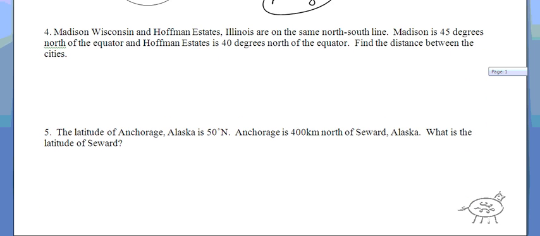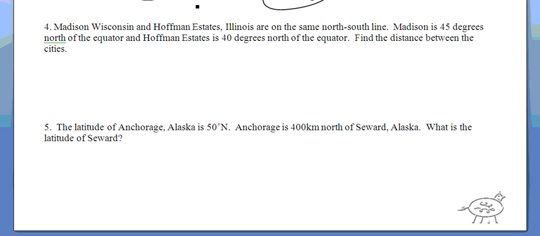Let's do a problem. All right, Madison, Wisconsin, and Hoffman Estates, Illinois are on the same north-south line. Madison is 45 degrees north of the equator, and Hoffman Estates is 40 degrees north of the equator. Find the distance between the cities. So this is what the deal is. Make a quick sketch here.